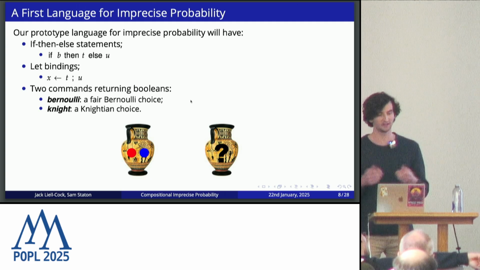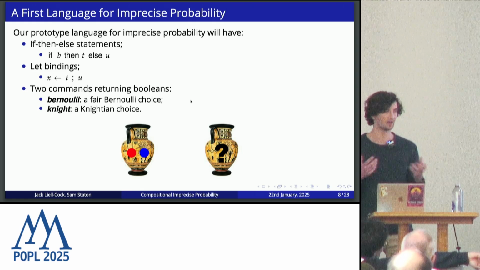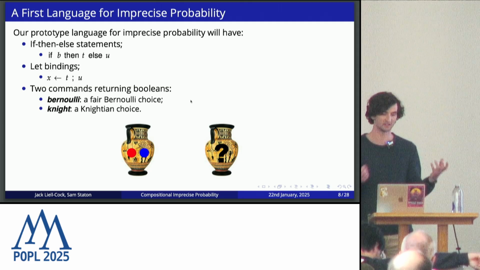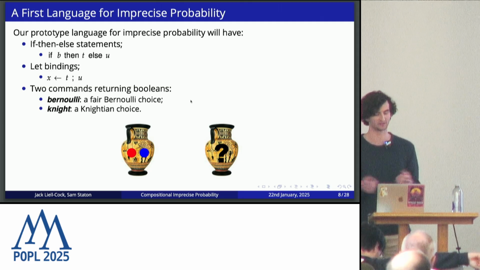So we have Bernoulli, which we can think of as a fair Bernoulli trial. So we have an urn with a red ball and a blue ball in it. And basically, when we call this command, we're going to randomly sample from the urn. If it's red, we return true. If it's blue, we return false.